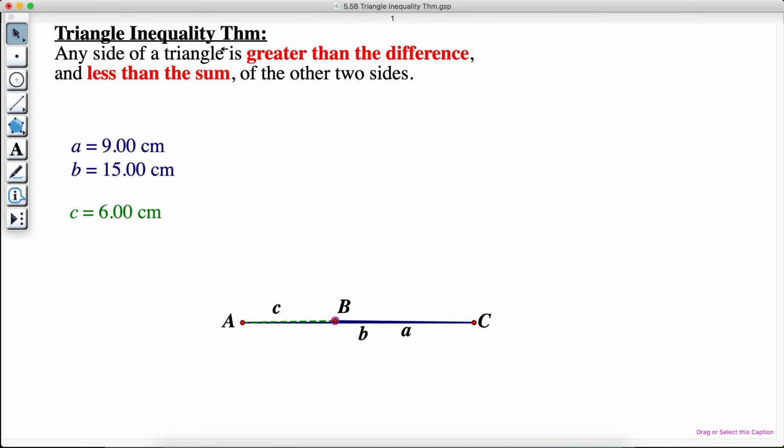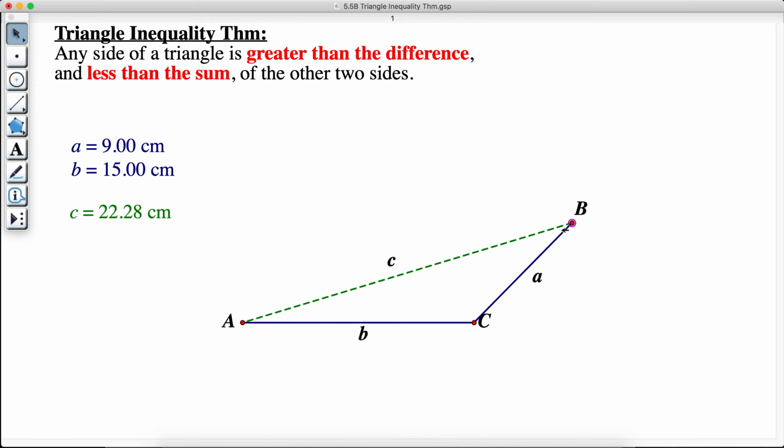And there's a name for this theorem. It's called the triangle inequality theorem, and it says that any side of a triangle is greater than the difference and less than the sum of the other two. So again, C can only ever be greater than the difference, so greater than 6, but less than the sum, which is 24, of the other two.